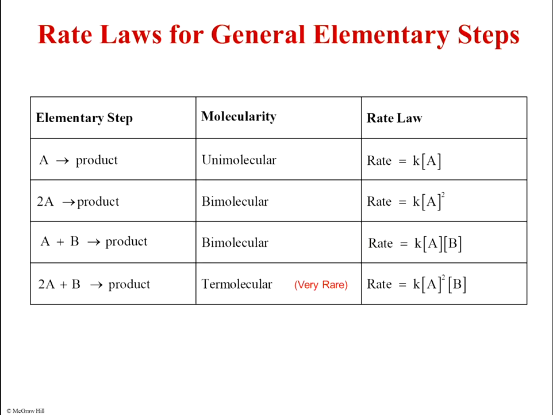Now your book mentions 2A plus B going to product as termolecular. These are so rare as to be completely insignificant, and you should ignore this. So there are not significant termolecular processes because simultaneous collision of three molecules is exceedingly rare.